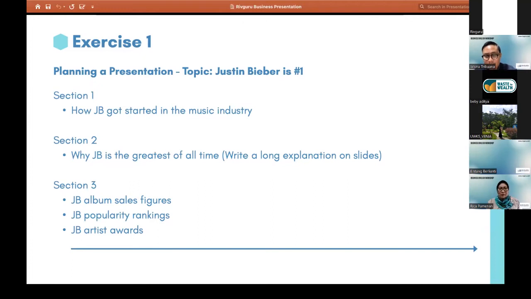Third section is a conclusion. So do you want to put in your data in the third section? No, you put your data in the second section, yeah? Remember the hamburger: the top part is the introduction, the meat is the data, and the last one is the conclusion where you put in your opinions and recommendations, yeah?